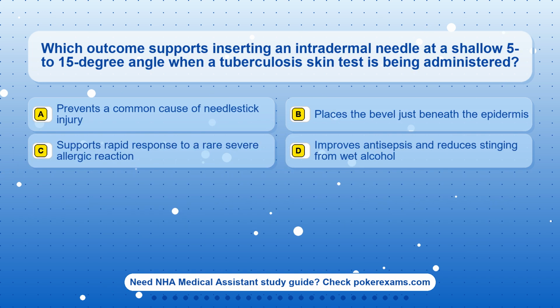Question 23. Which outcome supports inserting an intradermal needle at a shallow 5- to 15-degree angle when a tuberculosis skin test is being administered? Option A. Prevents a common cause of needle stick injury. Option B. Places the bevel just beneath the epidermis. Option C. Supports rapid response to a rare severe allergic reaction. Option D. Improves antisepsis and reduces stinging from wet alcohol.